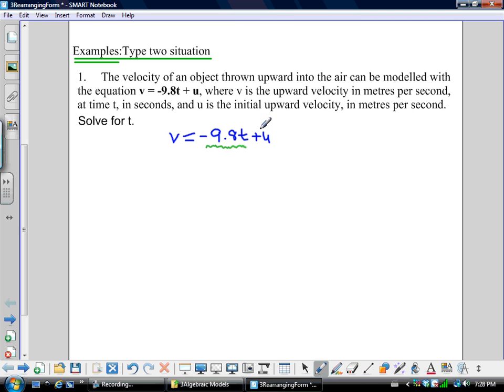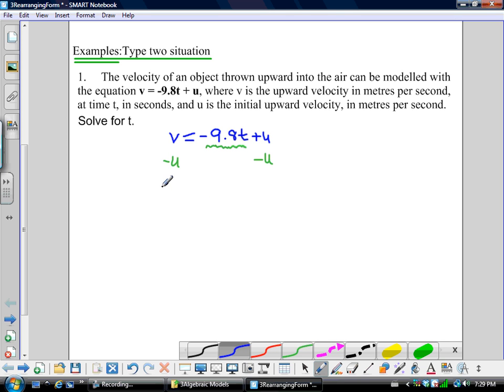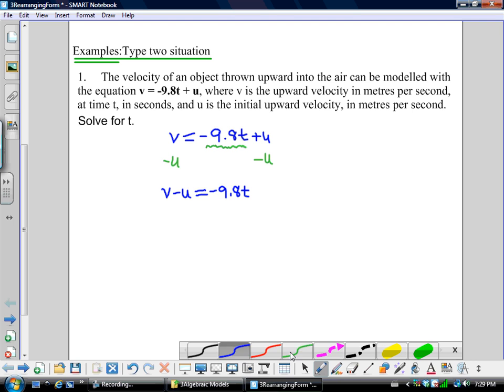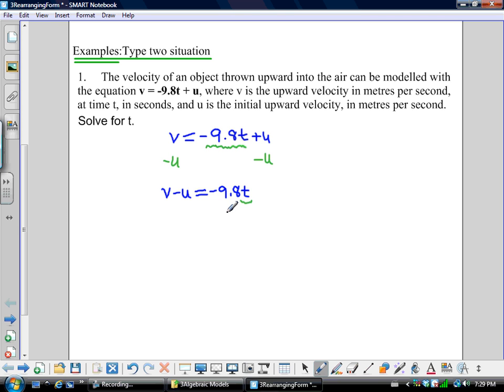The first thing I'm going to do is get rid of the u from both sides. It's adding u, so I'm going to subtract u. When I do that, I end up with v minus u equals negative 9.8t. You can see we're getting much closer to having t by itself. Here again is what I'm after to be by itself, and this time I have to get rid of the negative 9.8. I already told you that we're multiplying by 9.8, so the opposite operation would be dividing.